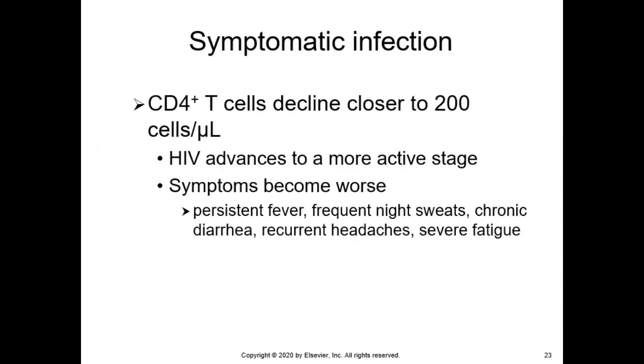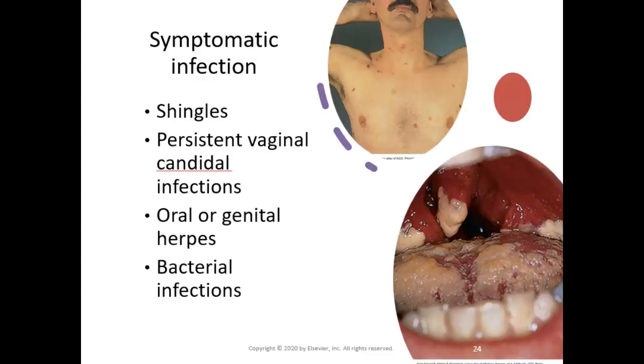All right, so here's a little bit more on the symptomatic. Once the T cells start to decline closer to 200, it's more of an active stage of HIV. We kind of talked about that, and some of the opportunistic infections that are present, I have listed here for you. Person may show up with oropharyngeal candidiasis or thrush, but it doesn't go past the back of the throat, past the oropharynx. Shingles, herpes, and then oral hairy leukoplakia.